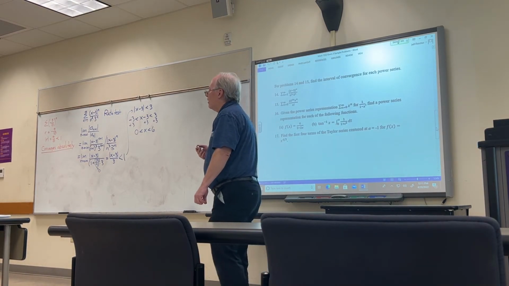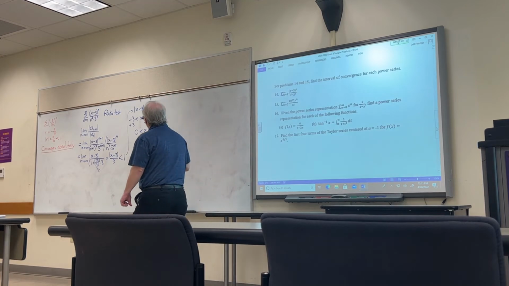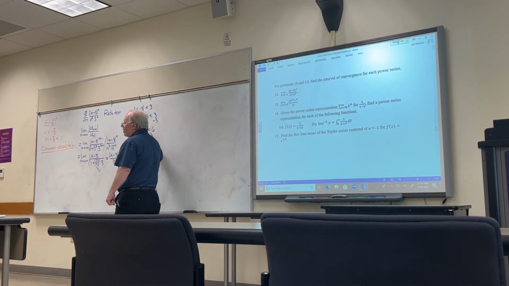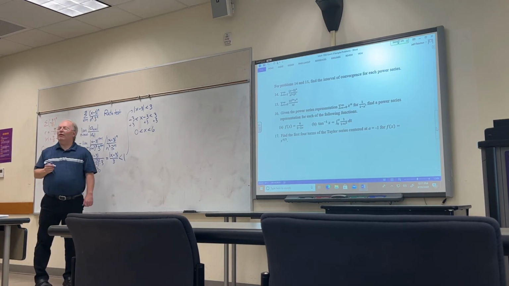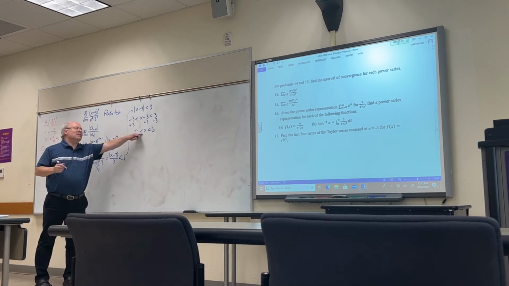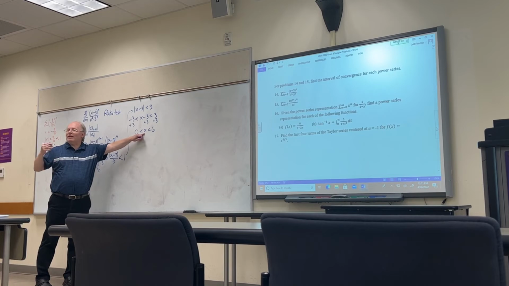Determine the interval of convergence. Well, we've got that here, but there's still something we need to check. This tells us that the series will converge for any value of x between 0 and 6.